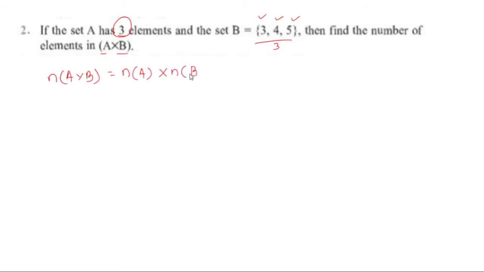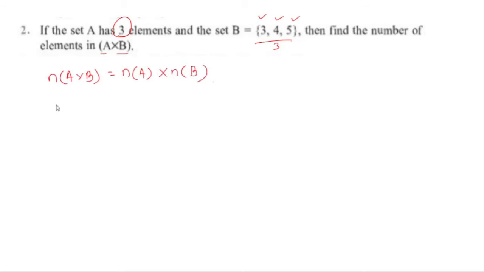Next question. Here we are given a set A that has 3 elements, and the set B also has 3 elements: 3, 4 and 5. We need to find the number of elements in A cross B. We know that the number of elements in A cross B is equal to the number of elements in A times the number of elements in B.